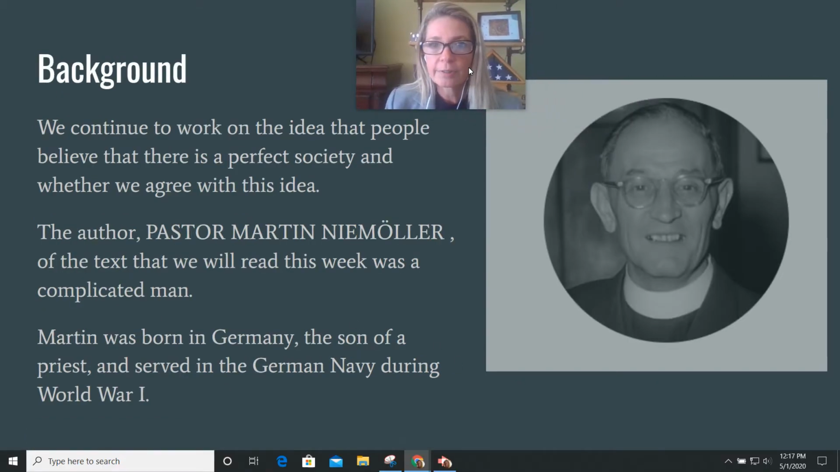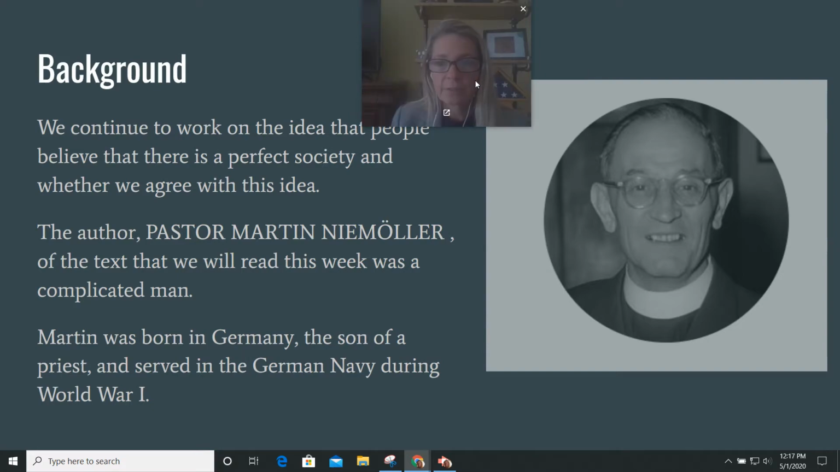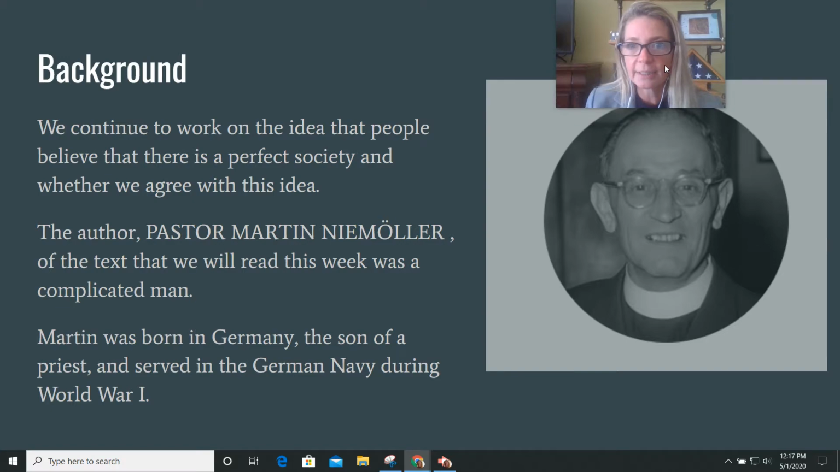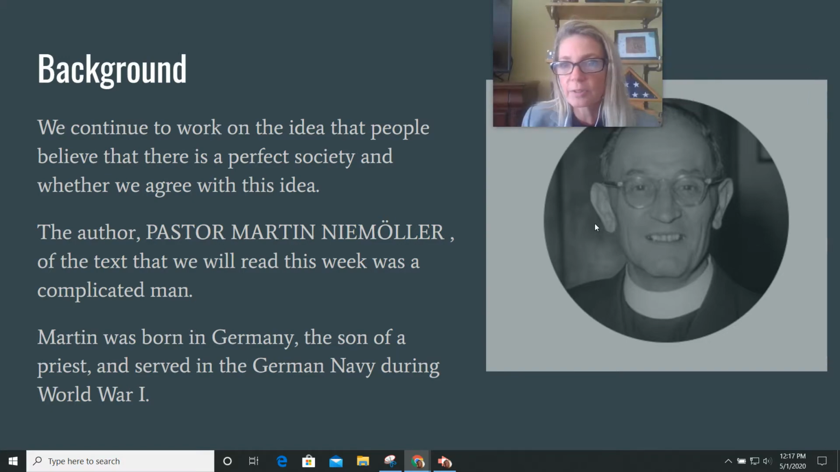Background for the author. So we're continuing to work on the idea that people believe there's a perfect society, and whether we agree that that's possible. I've had feedback from many of you about your thoughts on that, and I appreciate what you've said. I've given you individual feedback, but we continue to work on this.